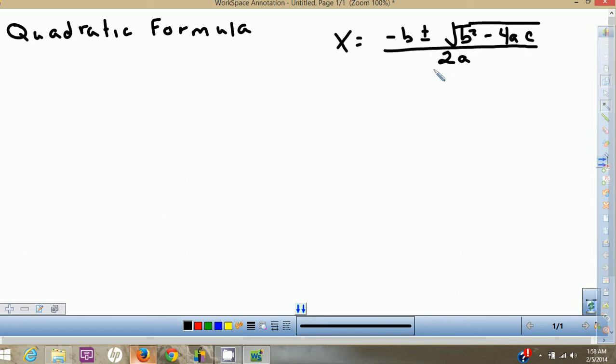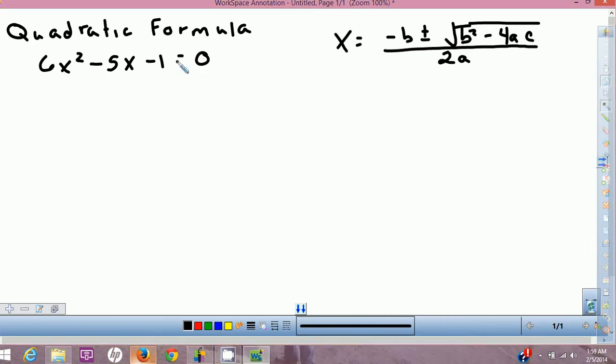All right, now it sounds a little silly, but it should help you to memorize the quadratic formula. So here's our problem that we're going to use in this example. 6x squared minus 5x minus 1 equals 0. And for our example, we're going to go ahead and write down what the values are for a, b, and c. In this case, a is equal to 6, our coefficient of x squared. B is equal to negative 5, the coefficient of x. And c is equal to negative 1, the constant term.